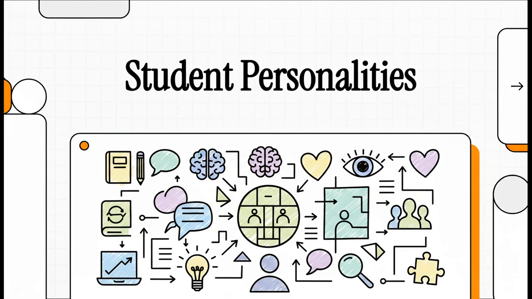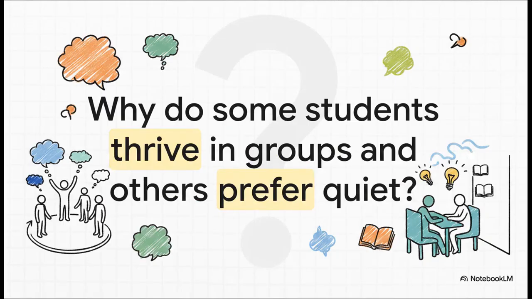Today, we are diving into the hidden code of student personalities. We're going to use the Myers-Briggs framework to figure out why different students can react so differently to the exact same lesson. And, more importantly, how we, as educators, can build a classroom where every single student feels seen, understood, and motivated to learn. You know this scene, right?